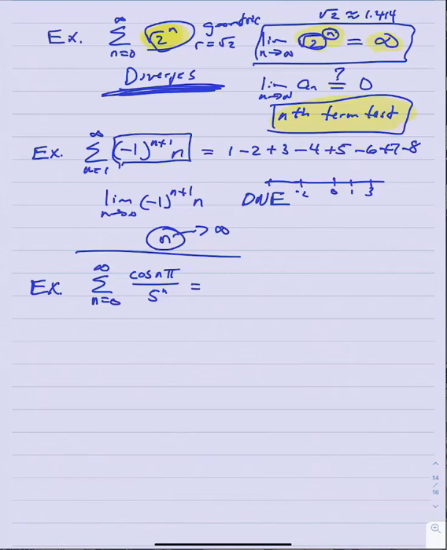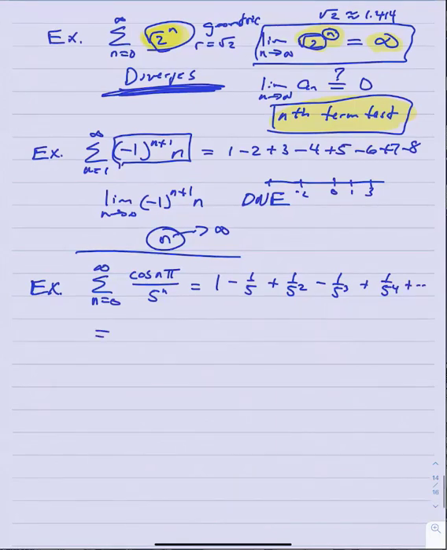So in fact, this is what? It's 1 when n is 0. It's minus 1/5 when n is 1. It's plus 1 over 5 squared when n is 2, minus 1 over 5 cubed, plus 1 over 5 to the fourth, and so on.